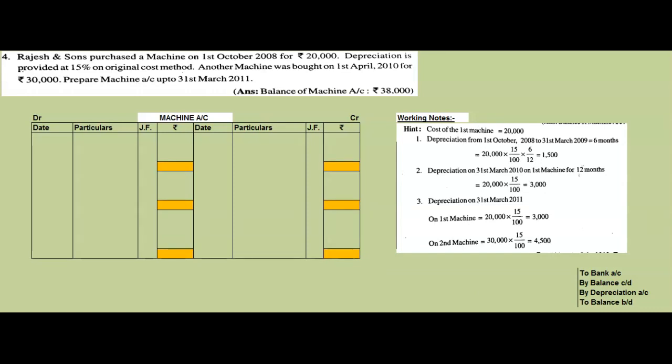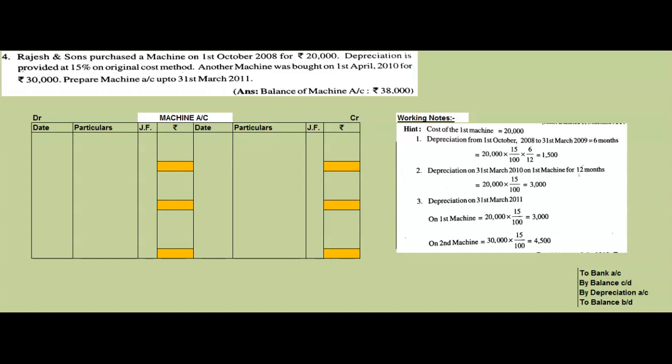In the previous classes, we have learned how to prepare a machine account and how to provide depreciation on a particular asset. In the first problem, we have seen how to prepare machine account and how to find out annual depreciation when life of the asset, cost of the asset, scrap value, installation charges are given. We have also learned how to find the rate of depreciation. In the previous class, that is the second question, we have seen how to prepare machine account under straight line method.